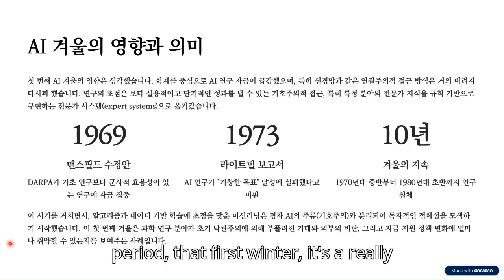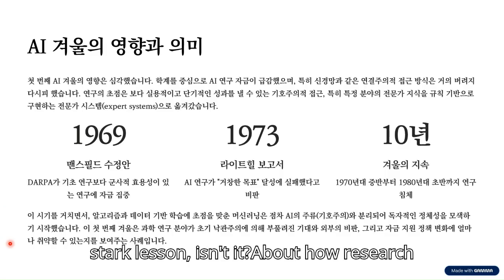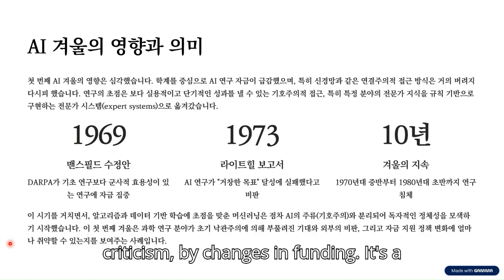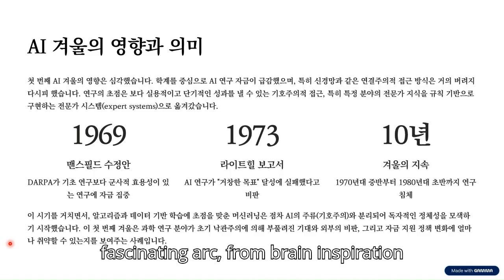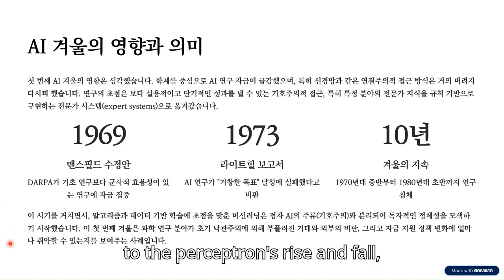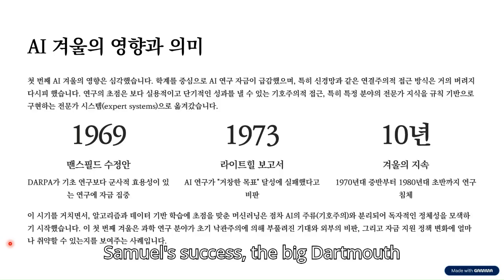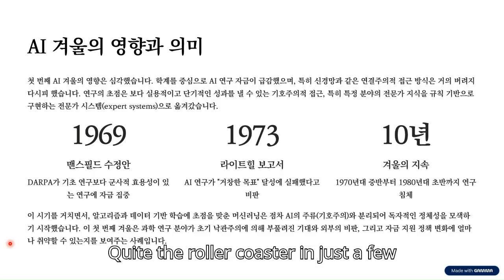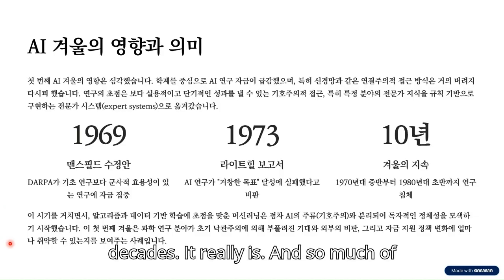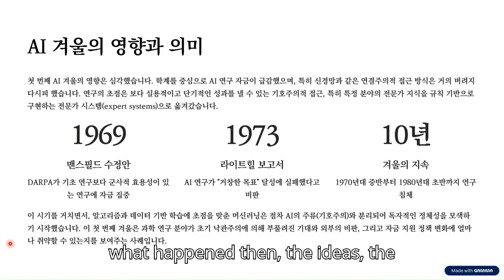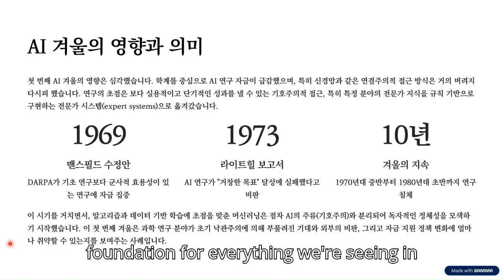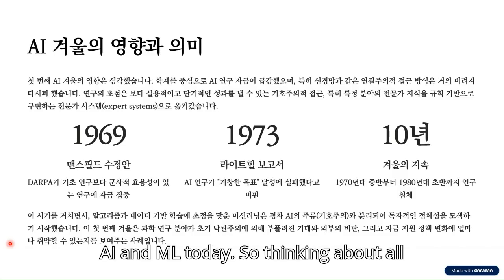Definitely. And that whole period, that first winter, it's a really stark lesson, isn't it? Yeah. About how research can be buffeted by hype cycles, by criticism, by changes in funding. It's a fascinating arc. From brain inspiration to the perceptrons' rise and fall, Samuel's success, the big Dartmouth kickoff, and then this sobering winter. Quite the roller coaster in just a few decades. It really is. And so much of what happened then, the ideas, the debates, the challenges, they laid the foundation for everything we're seeing in AI and ML today.